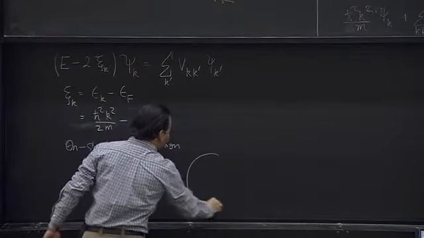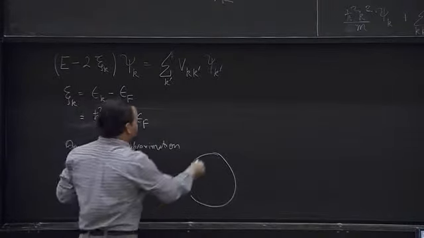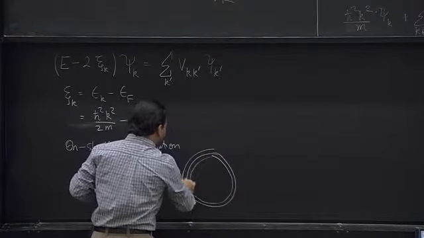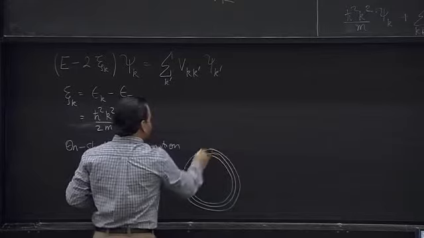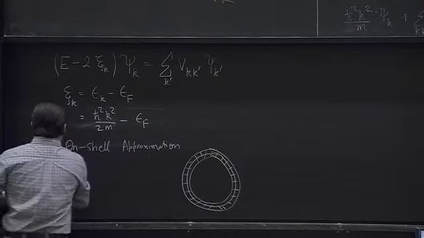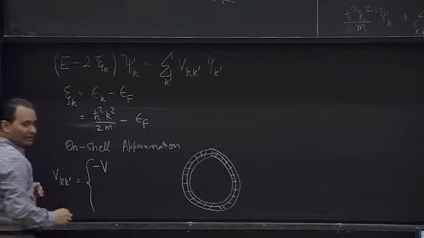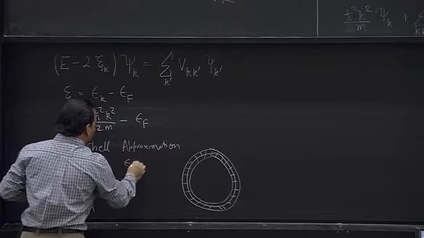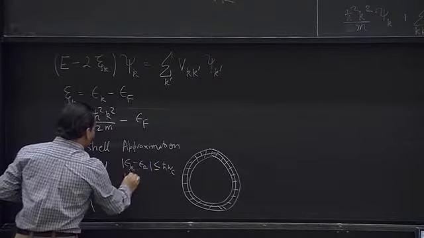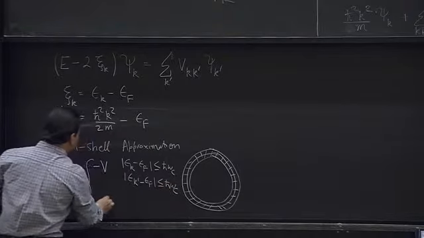What that means is, I will assume that this is my Fermi surface. I will assume that the interactions in a small window of energy around the Fermi energy are such that V k k prime is minus V for epsilon k minus epsilon F less than or equal to some cutoff h bar omega c, and epsilon k prime also, and is zero otherwise.